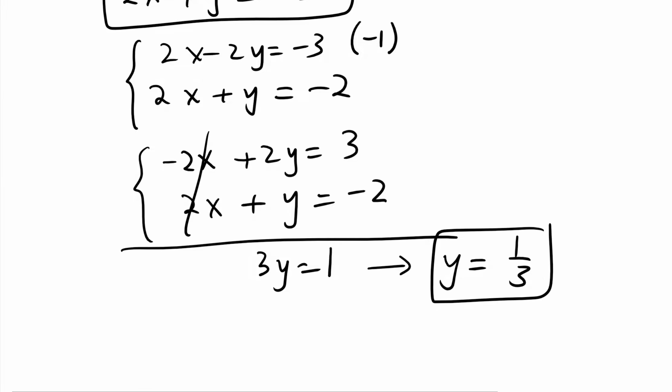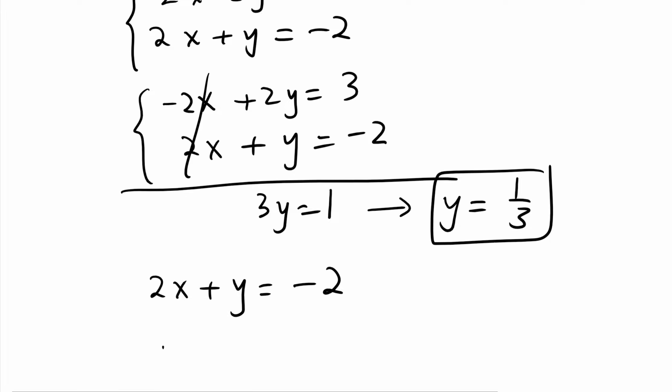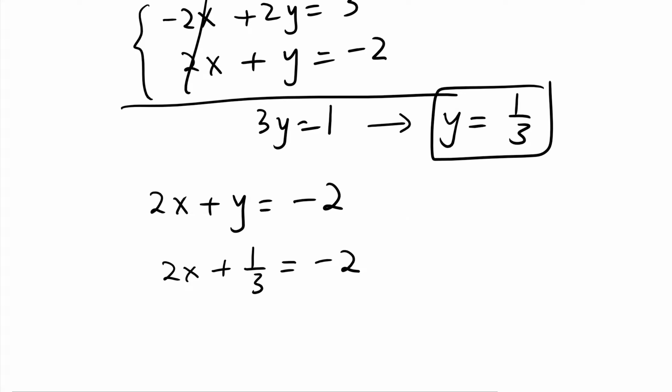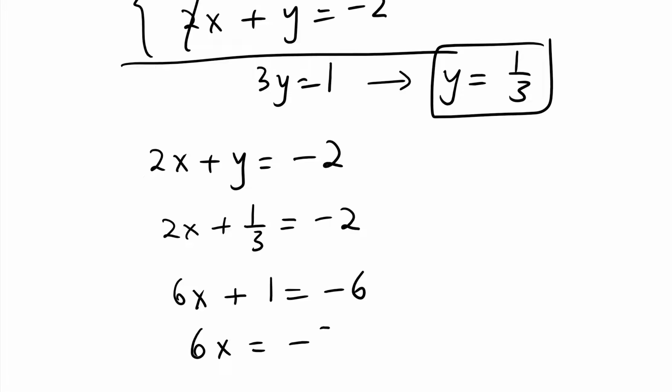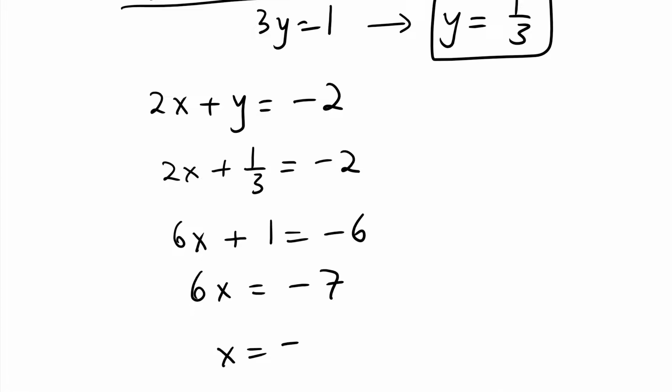Now I need to find x and z. I can pick any of the equations. Y is 1/3. We don't like to see fractions, so we multiply everything by 3. So 6x plus 1 is negative 6. Subtract 1 on both sides and divide everything by 6. I got y and x.